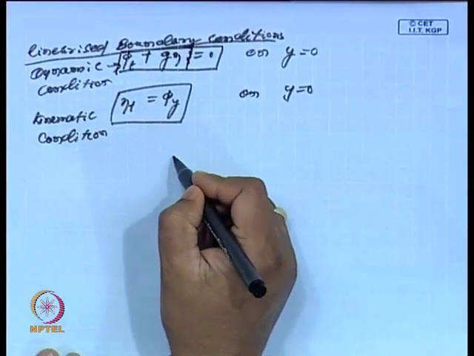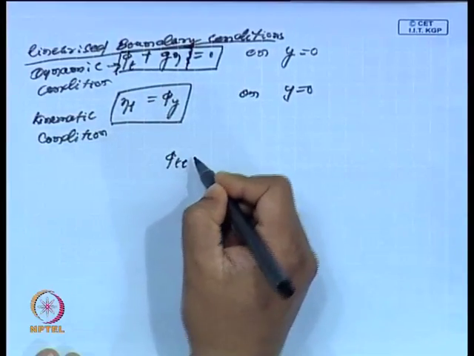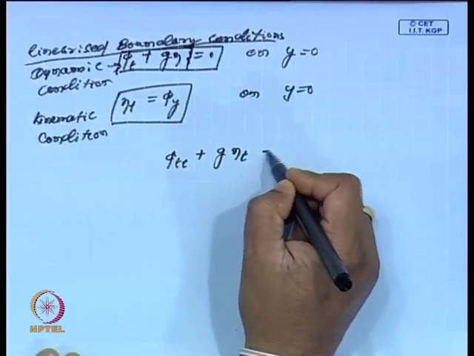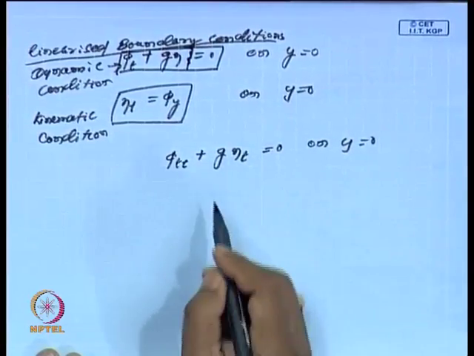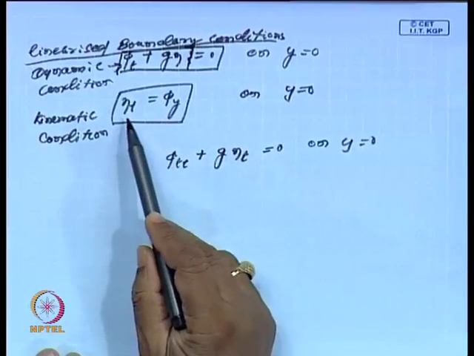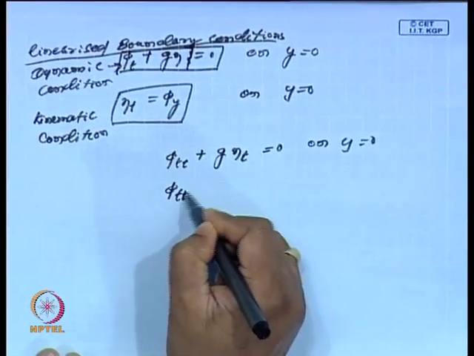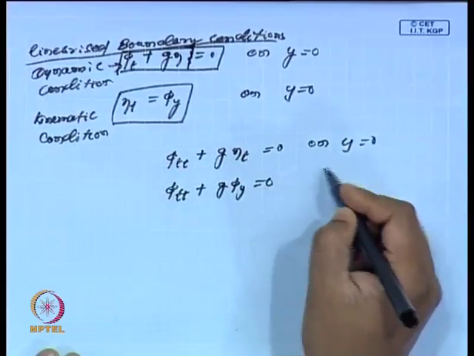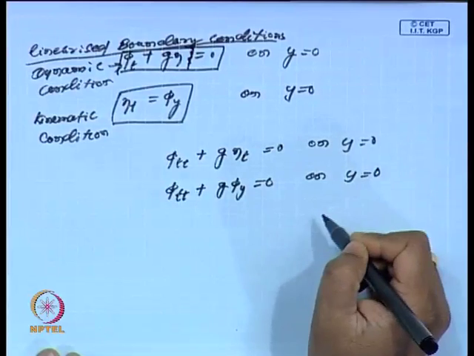From the first dynamic condition, if I take the time derivative, it will give me phi_tt plus g eta_t equal to 0 on y equals 0, and then I substitute for eta_t from the kinematic condition as phi_y. So, that will give me phi_tt plus g phi_y equal to 0 on y equals 0.